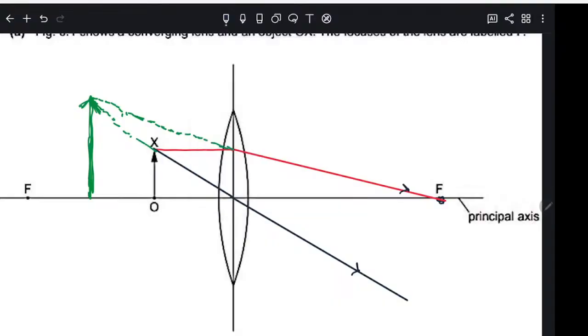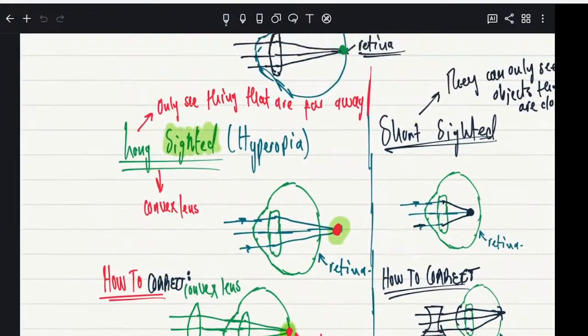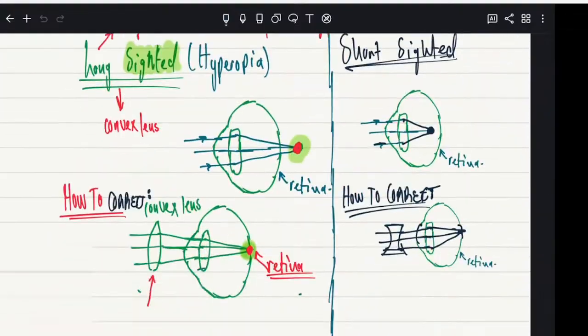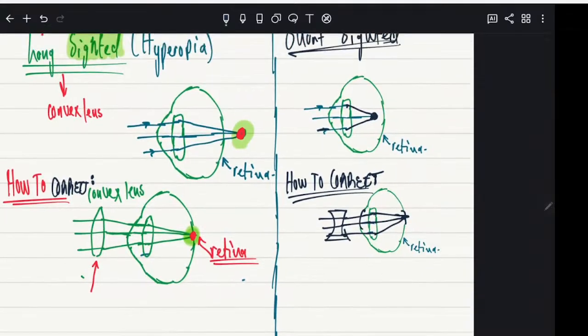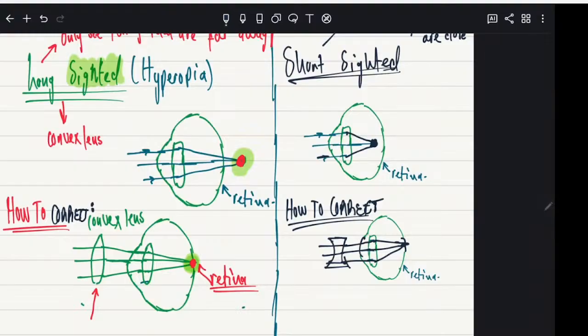I want to finish ray diagrams today. So let me just make sure that on correction of sight, everybody's fine. You know that long-sighted eyes, where the rays meet outside, are corrected by a convex lens. Short-sighted eyes, where the rays meet inside, are corrected by a concave lens, and they'll meet on the retina. Everybody's fine.